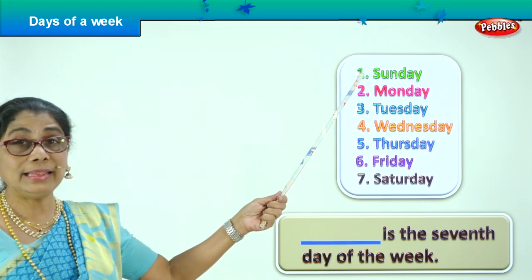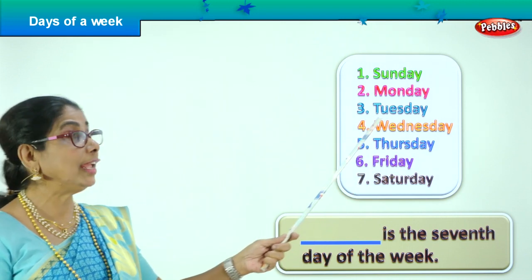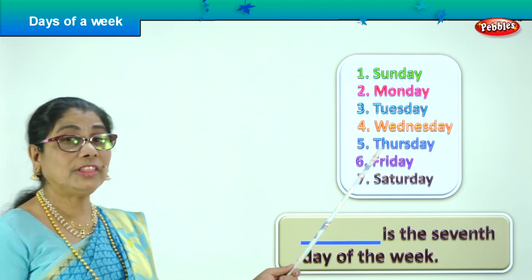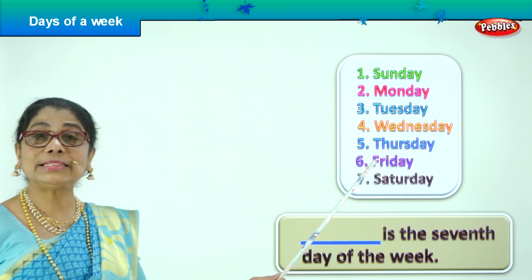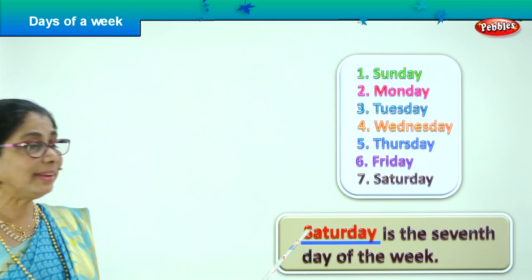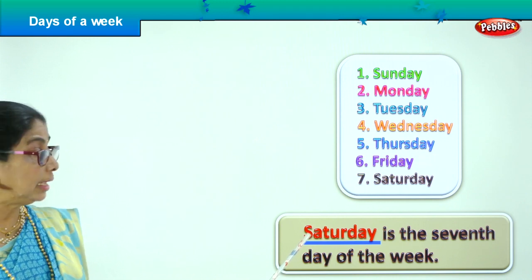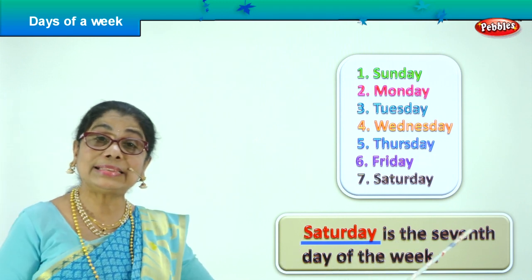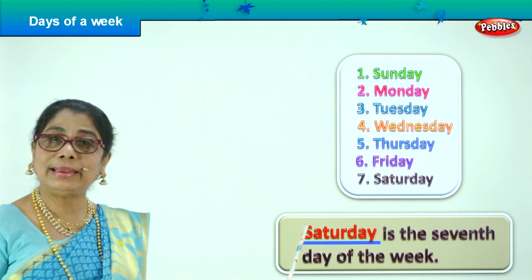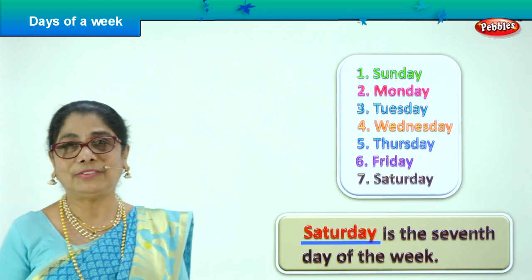First day is Sunday. Second day is Monday. Third is Tuesday. Fourth day is Wednesday. And the fifth is Thursday. Sixth is Friday. And seventh is Saturday. So we write here Saturday. Saturday is the seventh day of the week. And Saturday we write S capital because that's the name of the day of the week.